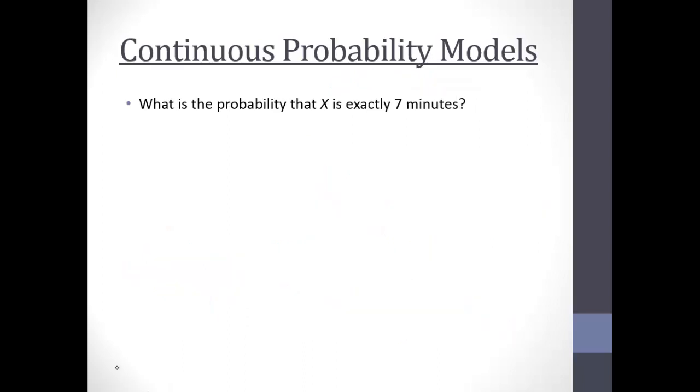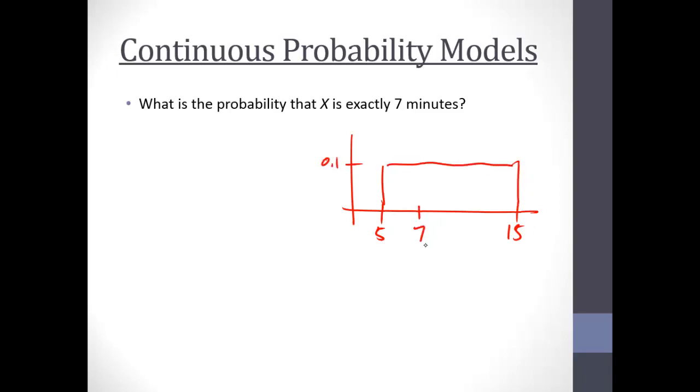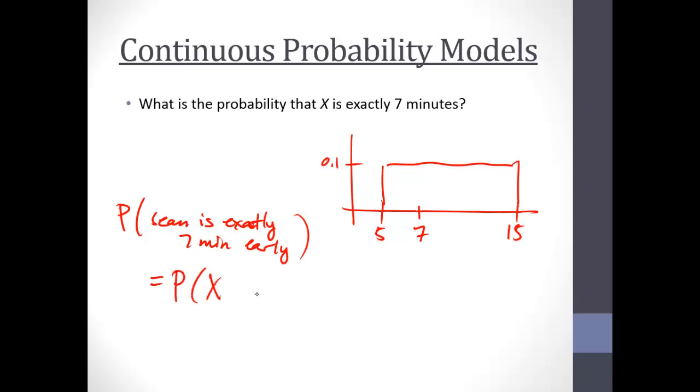Okay, and the last example here: what is the probability that x is exactly 7 minutes? So the probability that Sean is exactly 7 minutes early. Here is 7. My shorthand is the probability that the number of minutes that Sean is early is exactly equal to 7.